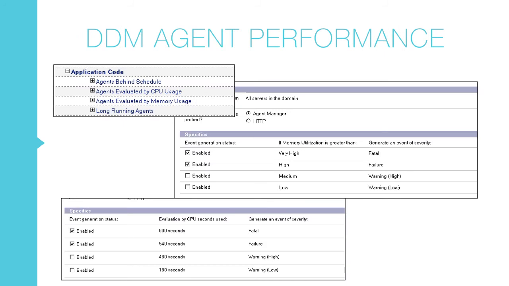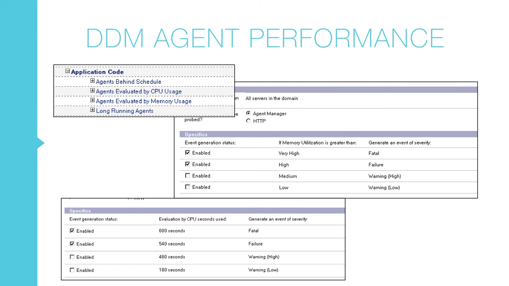Other probes I like, and I don't tend to leave them on all the time. I put them on firstly if I'm doing a health check, and secondly if we're deploying new apps. So there are application code probes for agents, and there are ones for Agent Manager as well as HTTP. And we can evaluate agents by CPU, by memory usage, and agents that are falling behind schedule because someone's scheduled a whole bunch of agents on top of each other and they're tripping over each other.